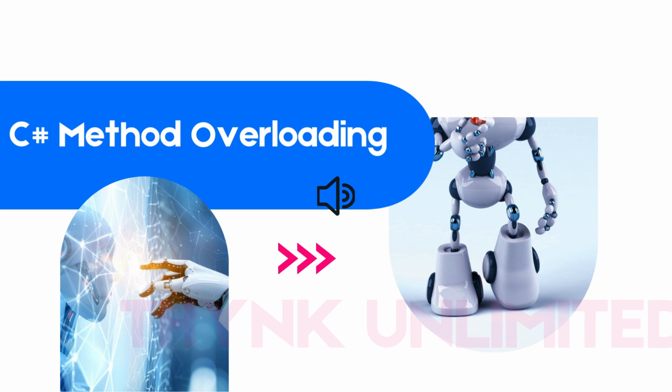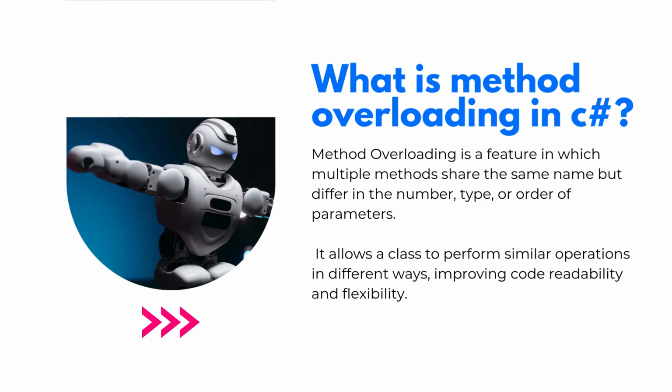C# method overloading. What is method overloading in C#? Method overloading is a feature in which multiple methods share the same name but differ in the number, type, or order of parameters. It allows a class to perform similar operations in different ways, improving code readability and flexibility.